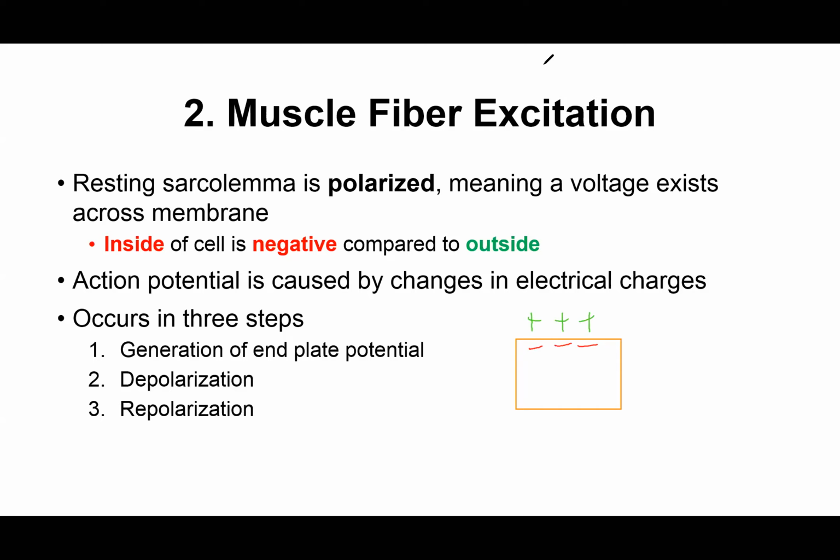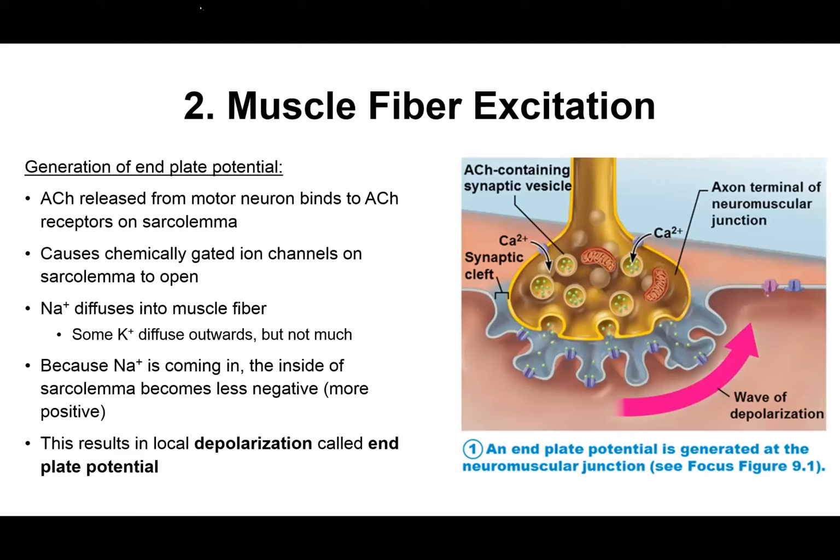An action potential is going to be caused by changes in these electrical charges and occurs in 3 general steps. So we have the generation of the end plate potential, depolarization, and repolarization. So let's talk about each of these. The generation of the end plate potential is what we're first going to talk about.